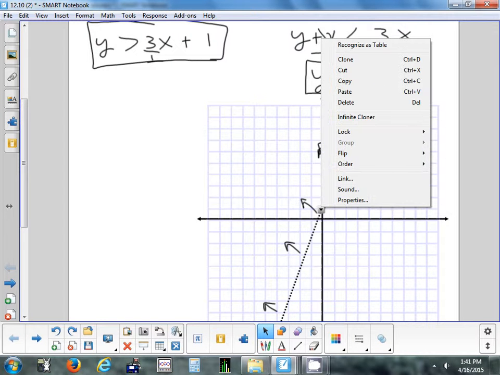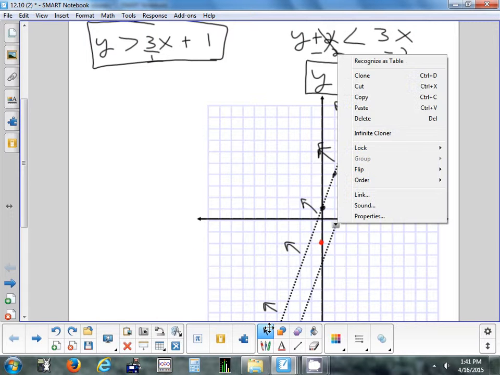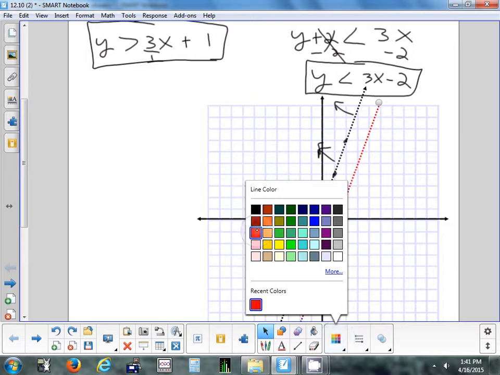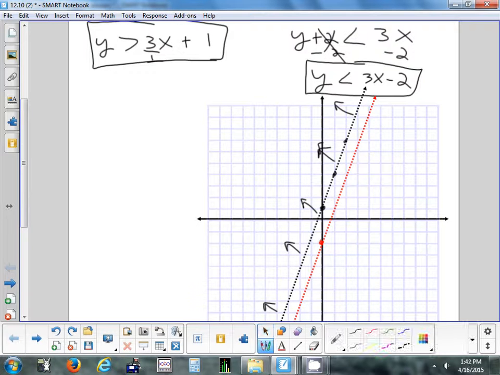So I'm just going to make a copy of that line. It's going to be the same slope. What's going to be the y-intercept though? Well, what is it, Victoria? Negative 2. Down 2. Okay. What I'll do, I'll make it red so you guys can see it. How do you know to shade to the left on the first line? Well, let's see what happens. We've got to shade where we have the overlap.